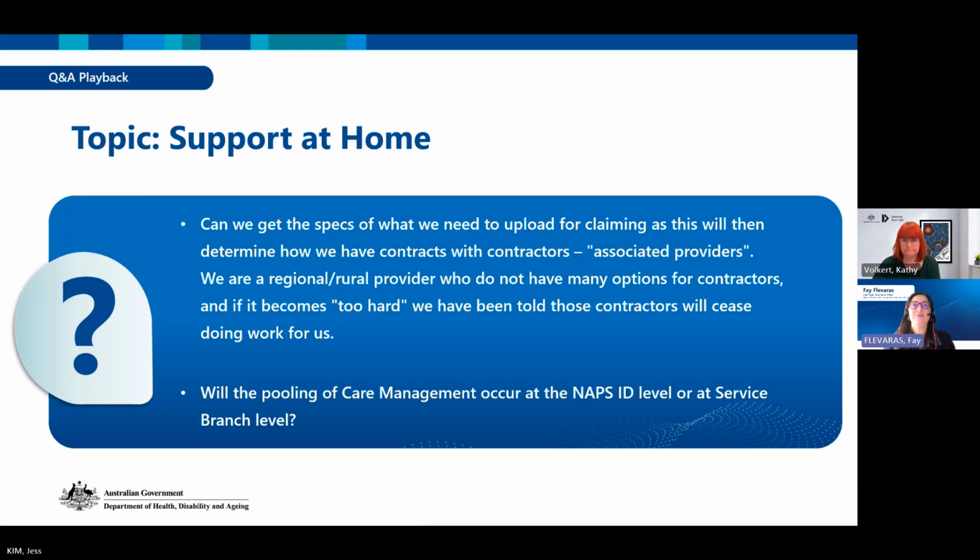Can we get the specs of what we need to upload for claiming, as this will then determine how we have contracts with contractors and associated providers? And a sub point within that first question: where they're regional or rural providers who do not have many options for contractors, if it becomes too hard, we have to be told those contracts will cease doing work for us. So what guidance can you give them on that one, Kathy?